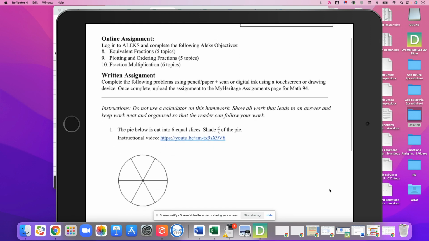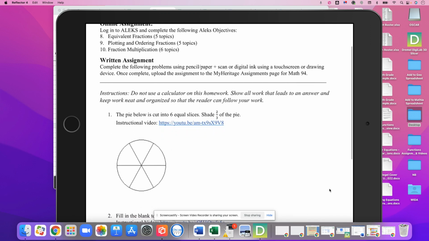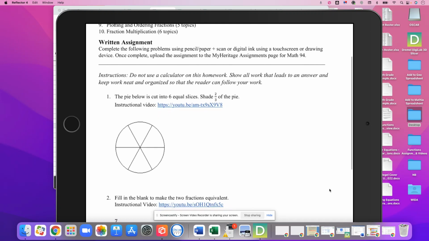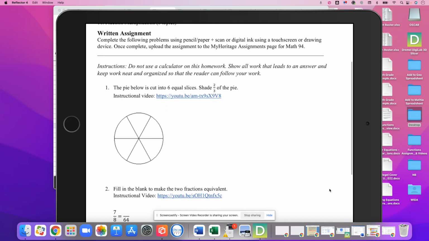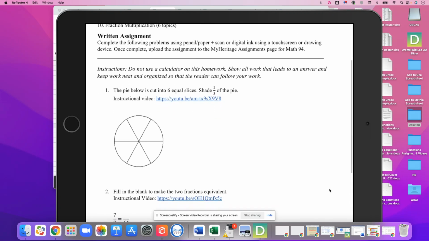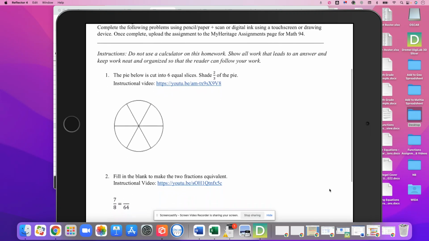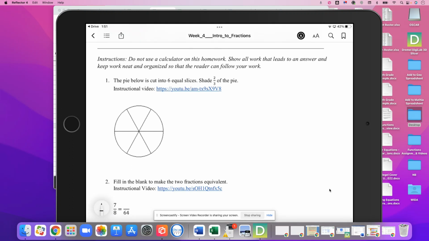We've got do not use a calculator on this homework. Show all your work that leads to an answer and keep your work neat and organized so the reader can follow your work. Okay, so let's see. The pie below is cut into 6 equal slices. Shade 2/3 of the pie. This is actually going to be kind of fun.